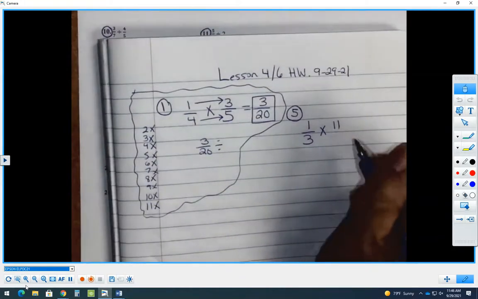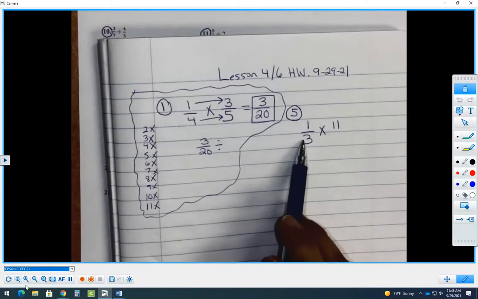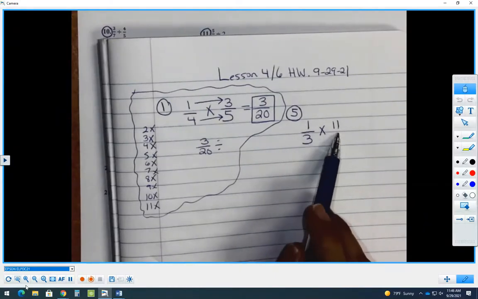Now, is this ready? Yes. Is this one red? No.